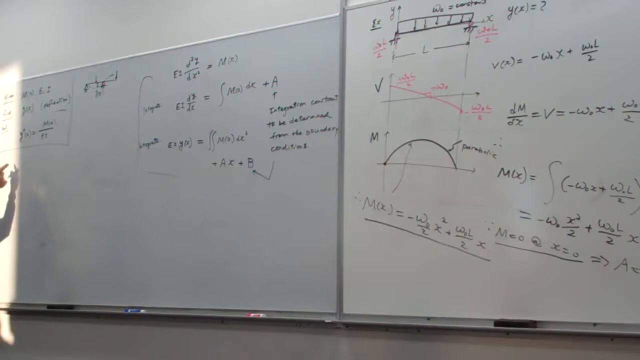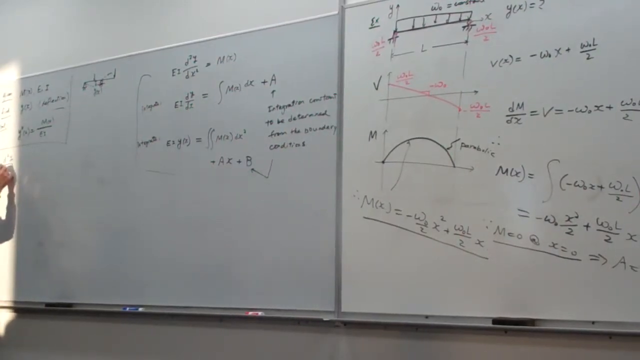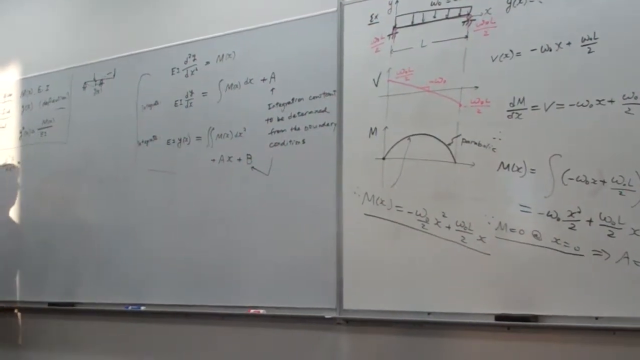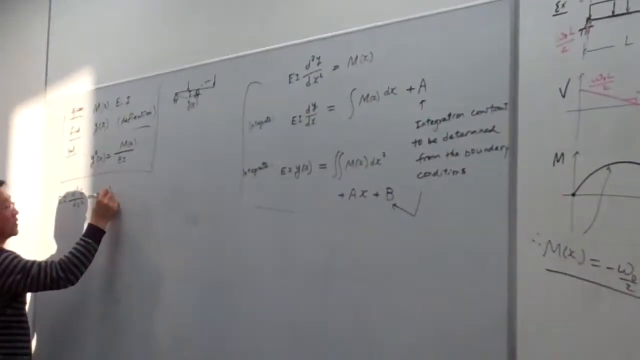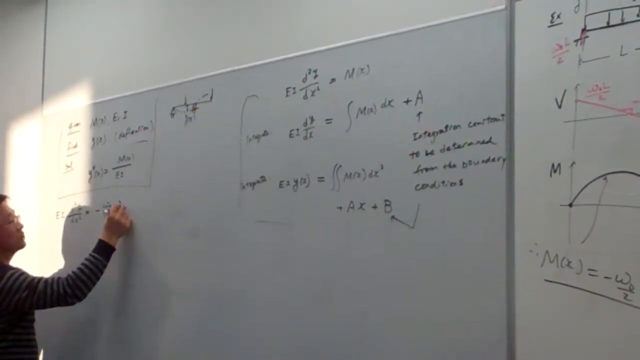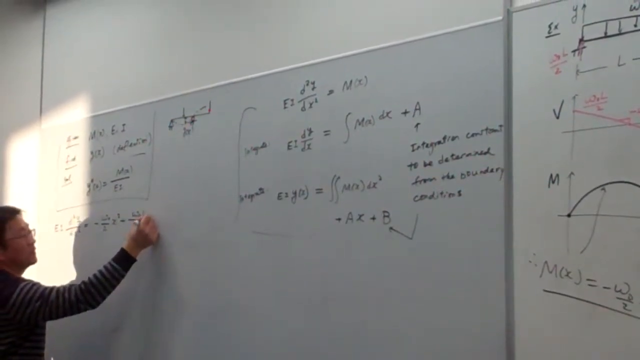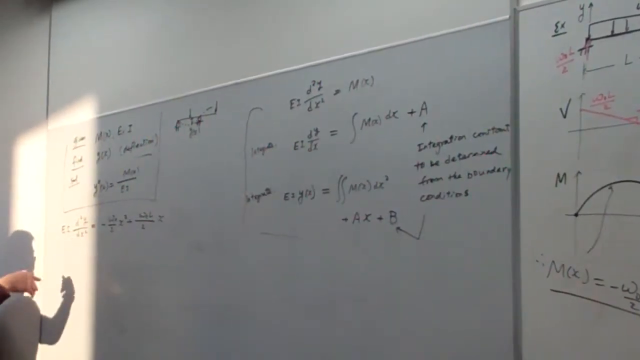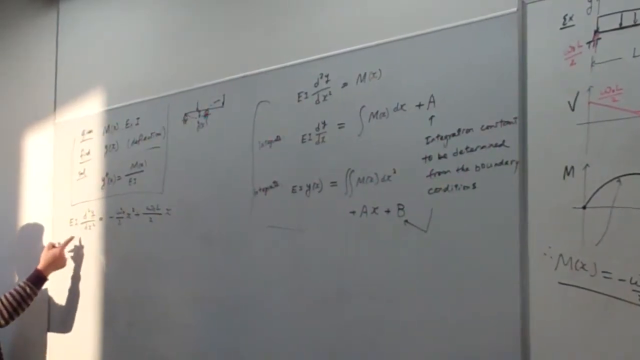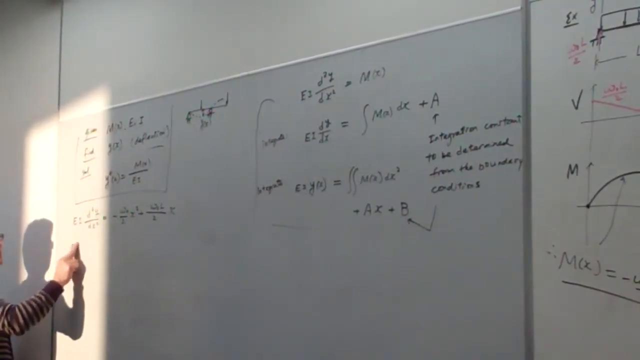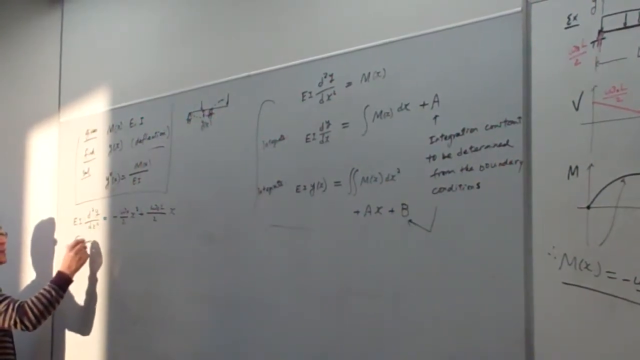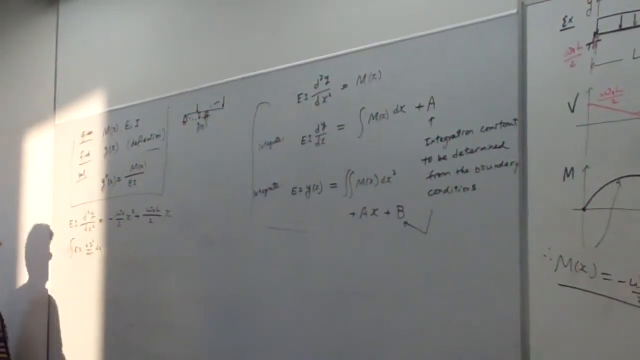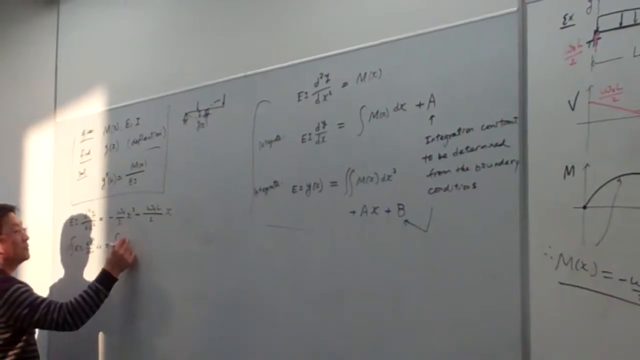So we continue from here. Therefore, here d squared y dx squared, we multiply EI to here, and that will be equal to M, equal to minus omega 0 x squared over 2 plus omega 0 L x over 2, right? Now we simply go to the integrations. Here we do the first integration: EI d squared y dx squared integrated with respect to x, and this one will be equal to this one.